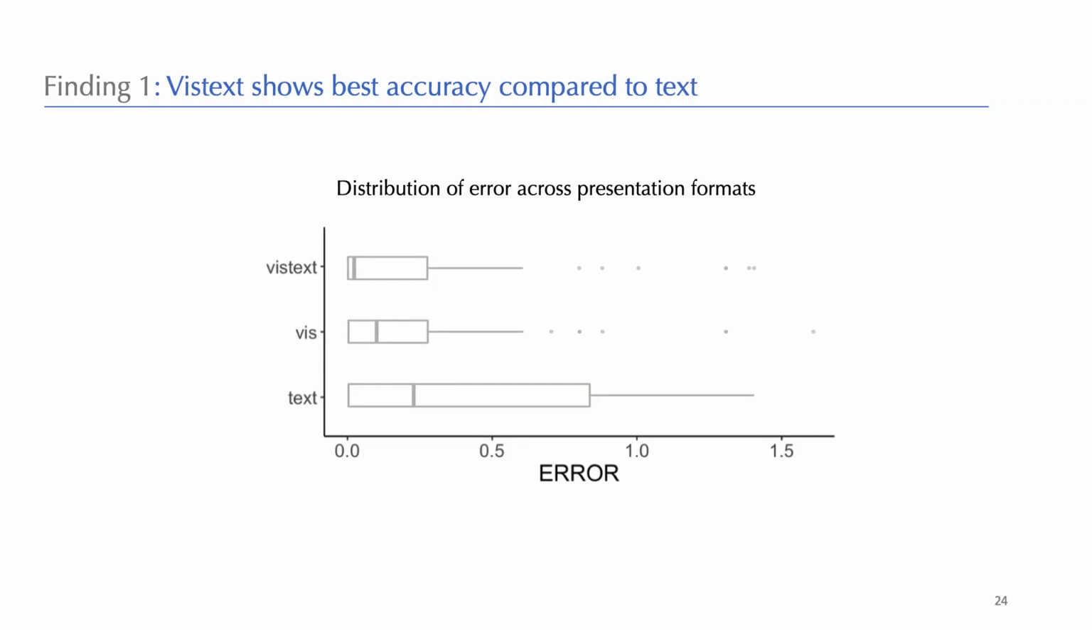Now, let's look at our findings. First, to establish a baseline for Bayesian performance, we looked at the differences in accuracy across the three formats when answering the Bayesian questions. Here, error measures the deviation from the correct true positive rate. We found that users made significantly smaller errors when using visualization and text together compared to text alone. Differences between visualization alone and the other formats were not significant.